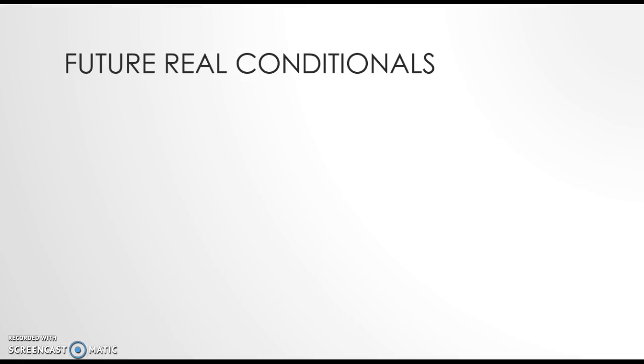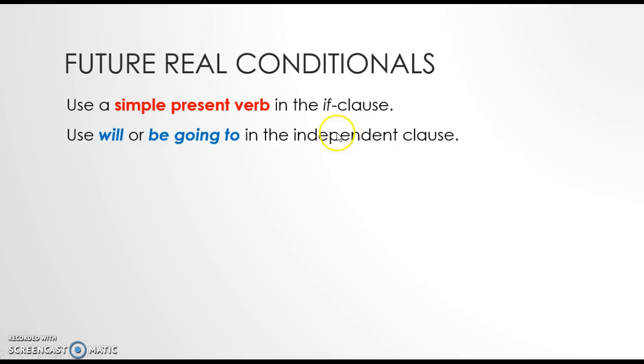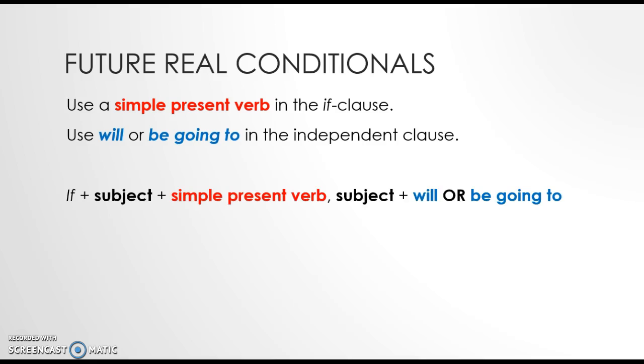To form future real conditionals, we need to use a simple present verb in the if clause, and then we use will or be going to in the independent clause. This is the most basic form of the future real conditional. So we can follow this formula: if, subject, simple present verb, comma, subject, plus will or be going to.